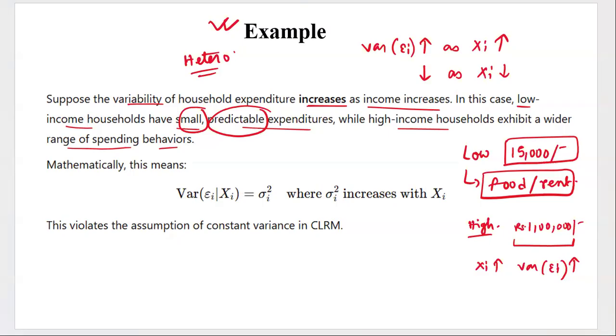That spending is not predictable, and hence the variability is very high. I hope I am making this concept clear. If you have any questions, you can let me know in the comment section. I'll reply to that. So take this example just to let your concept be absolutely clear.